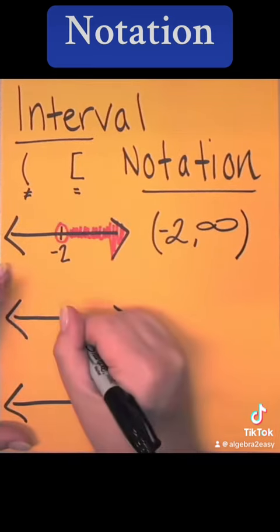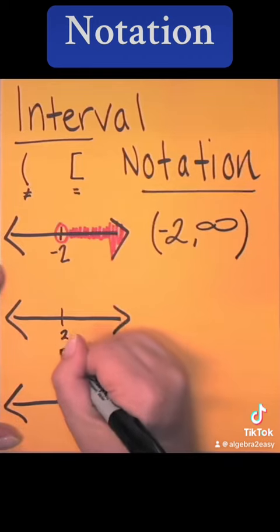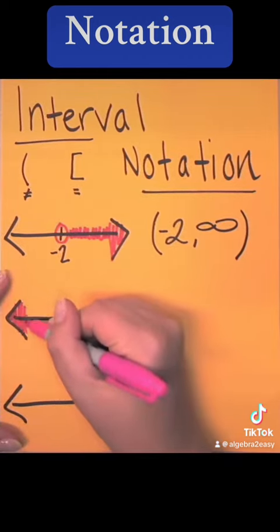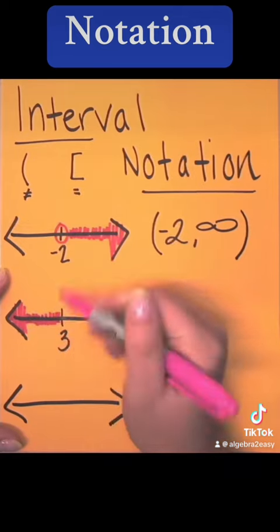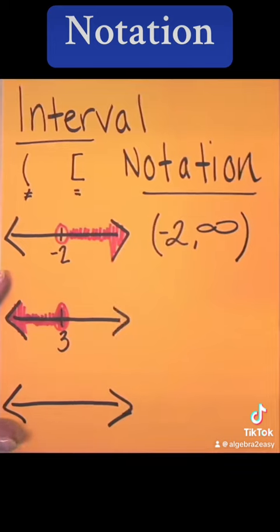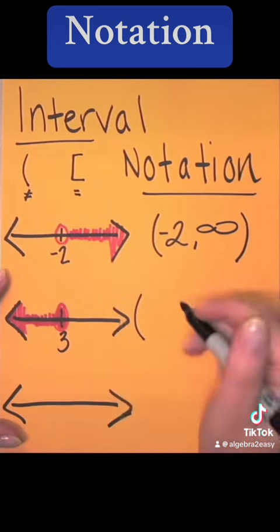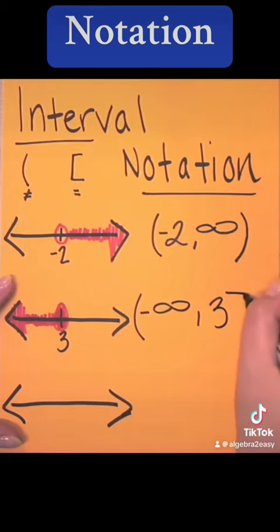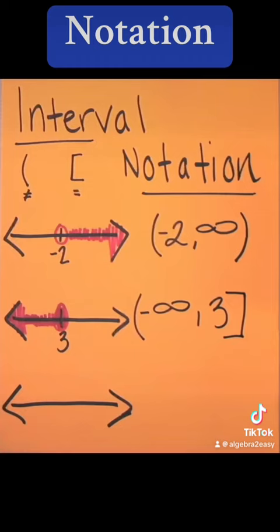Let's try another. Let's say I have a boundary point at 3, and I want to include everything to the left of 3, and I want to include 3, so I'm going to color in that circle. So again, starting on the left and reading to the right, we begin at negative infinity and travel until we get to 3. And because 3 is circled in, we want to include it, so we'll use a bracket.